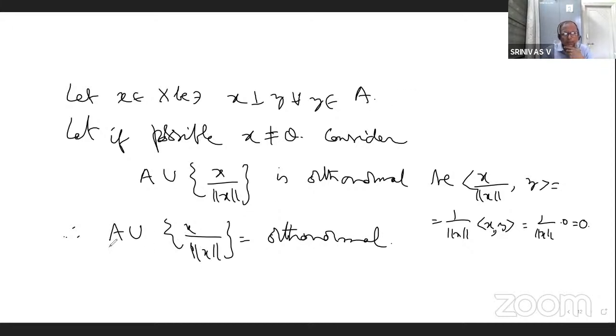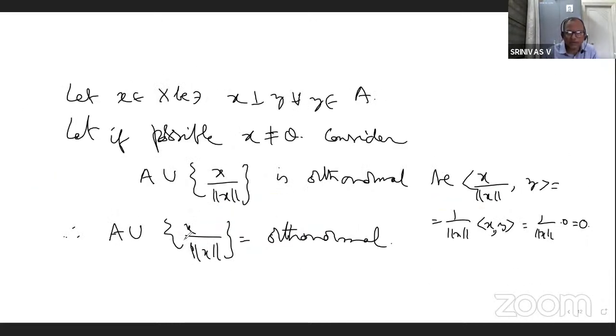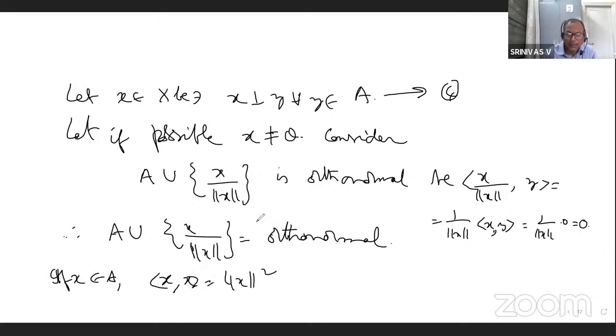And also, because you are assuming that, can your x be in A? What happens if your x is in A? See, you take this property. If x belongs to A, then what happens? In place of y, you can take x. So x inner product x will be norm x square. And x is orthogonal to y, so this is 0.